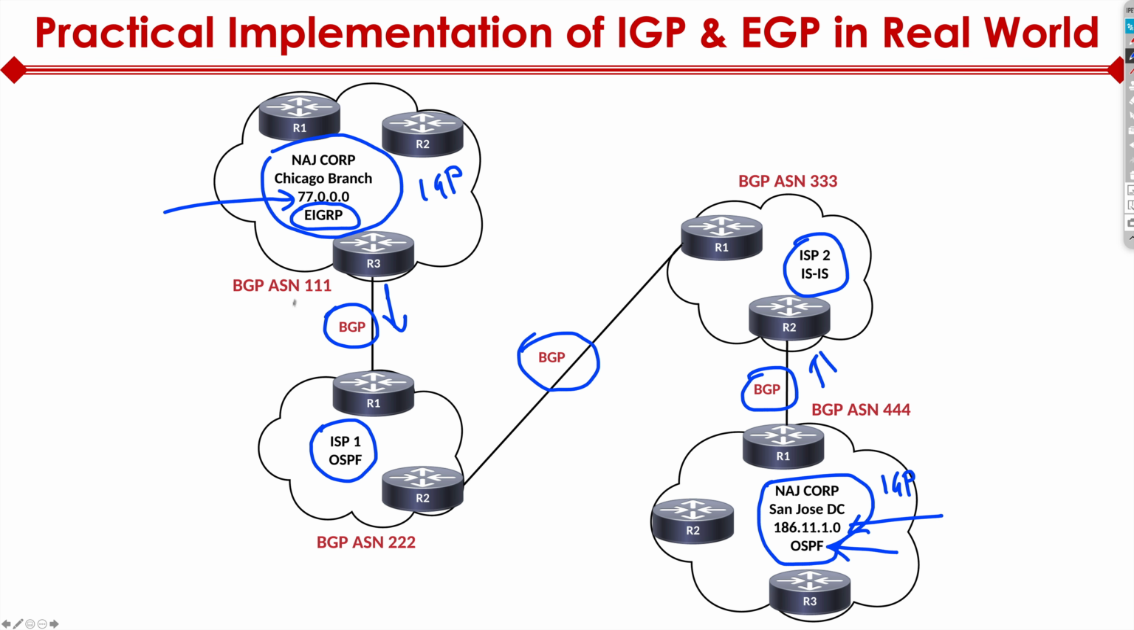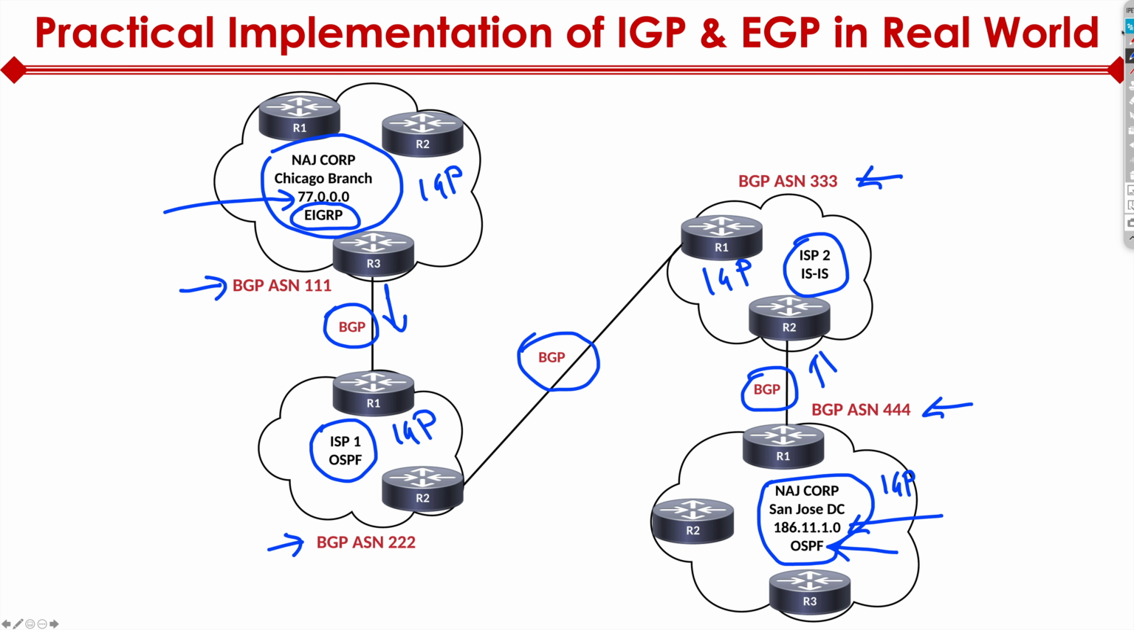And then there are different autonomous system numbers. As you can see, Chicago has the autonomous system number of 111. ISP1 has BGP ASN of 222. ISP2 has BGP ASN 333, whereas San Jose has BGP ASN of 444. Now, a couple of things I want to bring to your attention. Each cloud is running an IGP within their own administrative domain.